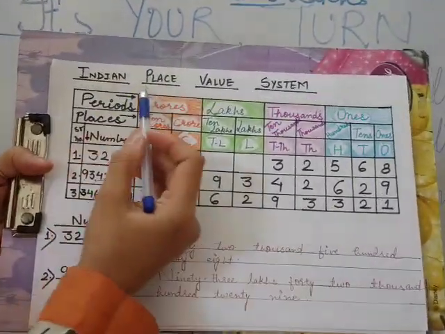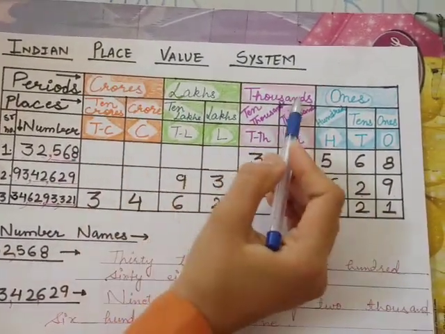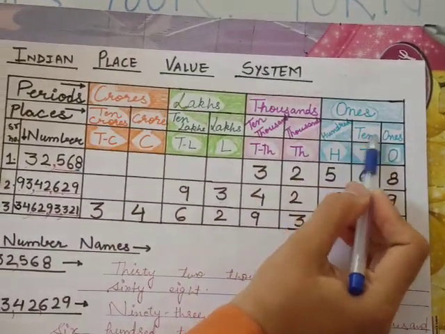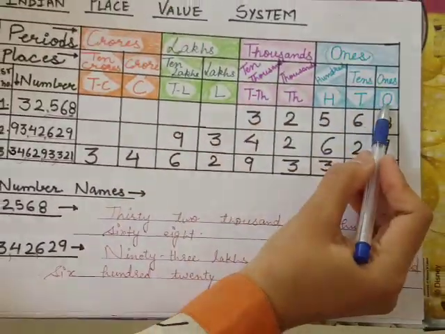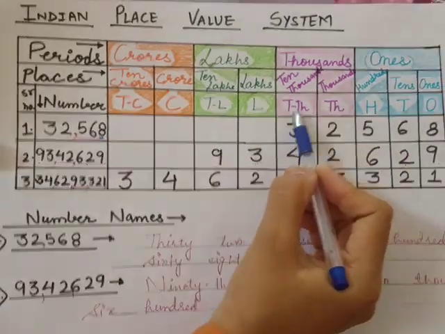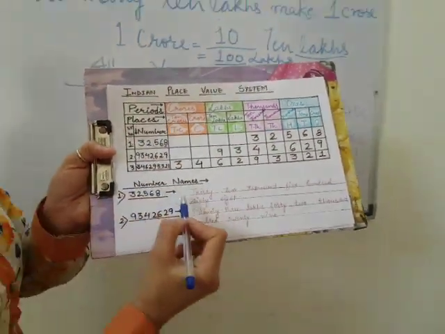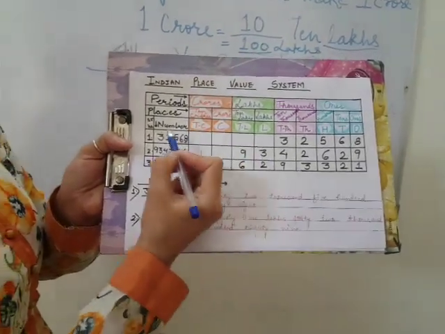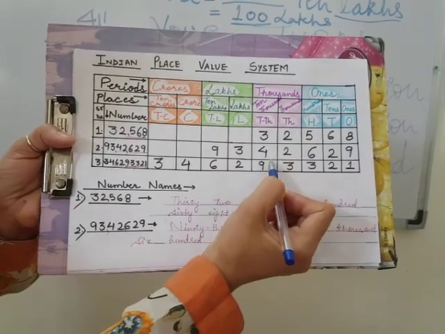This is the Indian place value system, in which we have 4 periods. The first period has 3 places, and the rest of the periods have 2 places each: ones, tens, hundred, thousand, 10,000, lakhs, 10 lakhs, crore, 10 crore. Whenever we write the number name of a number, first we place each digit according to the place value system.